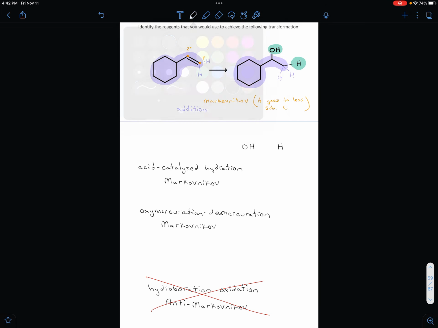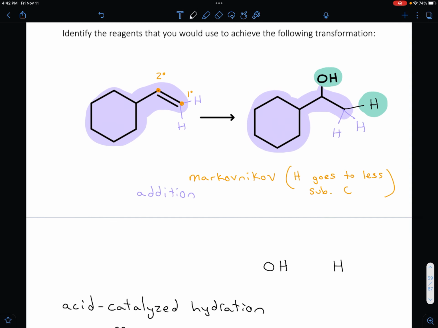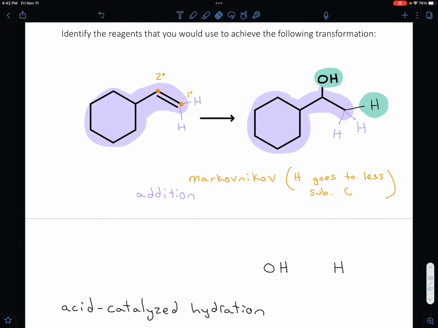Now the differences between those have to do with whether you can have carbocation rearrangement or not. In acid-catalyzed hydration, you can have rearrangement. In oxymercuration-demercuration, you don't have rearrangement. Now remember, in the mechanisms for these reactions, the first thing you do is add the hydrogen. The hydrogen adds onto this carbon. And when it does, you form a carbocation, or you could form a carbocation at that other position.